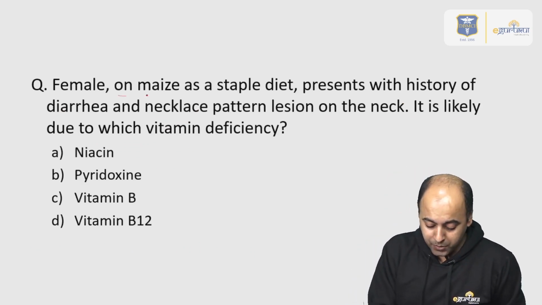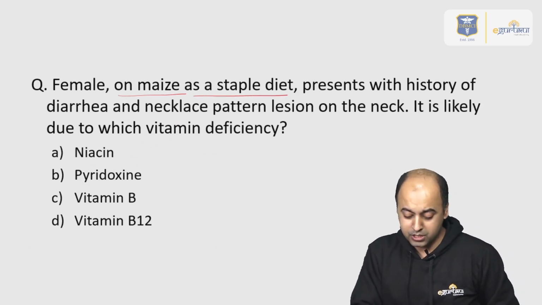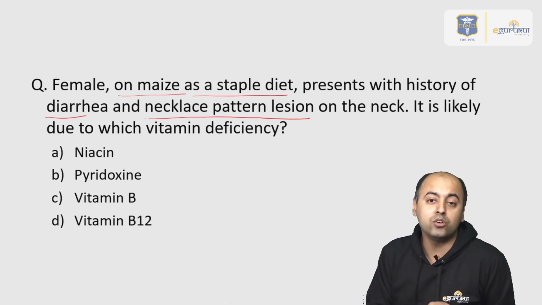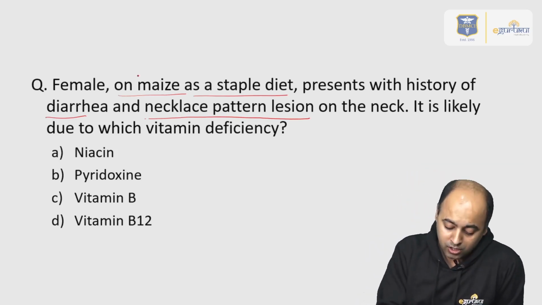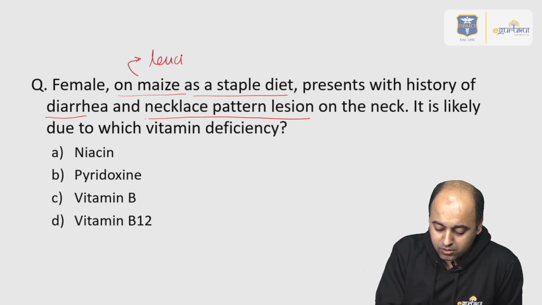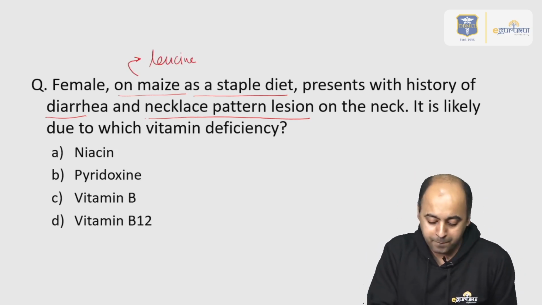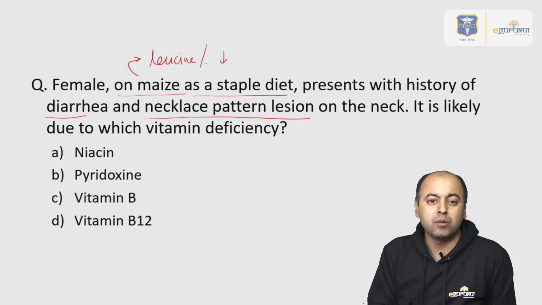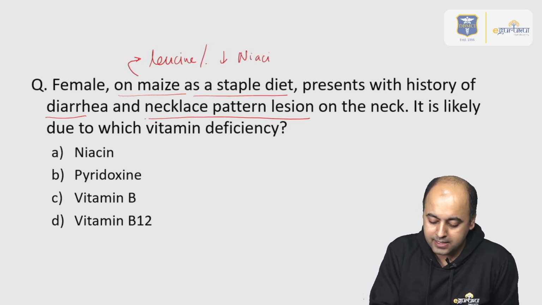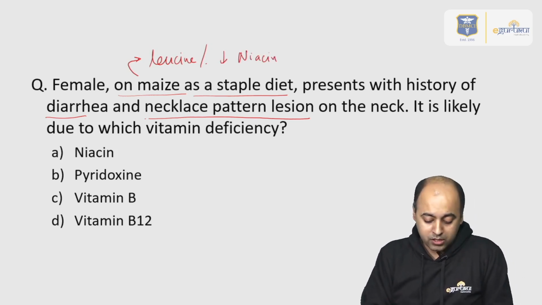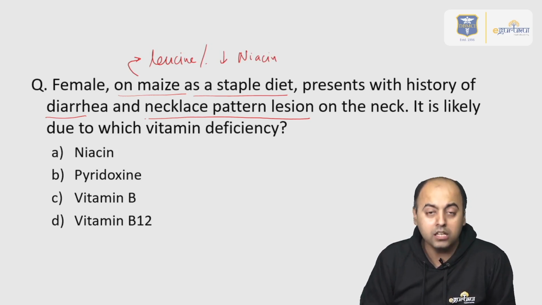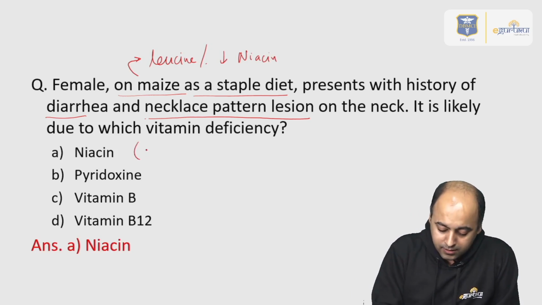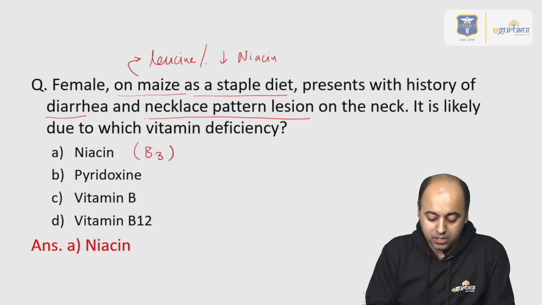Female on maize as a staple diet presents with history of diarrhea and necklace pattern lesion on the neck. It is likely due to which vitamin deficiency? Now maize is rich in leucine and has a small amount of niacin. Both of them together result in niacin deficiency. Niacin, that is vitamin B3.